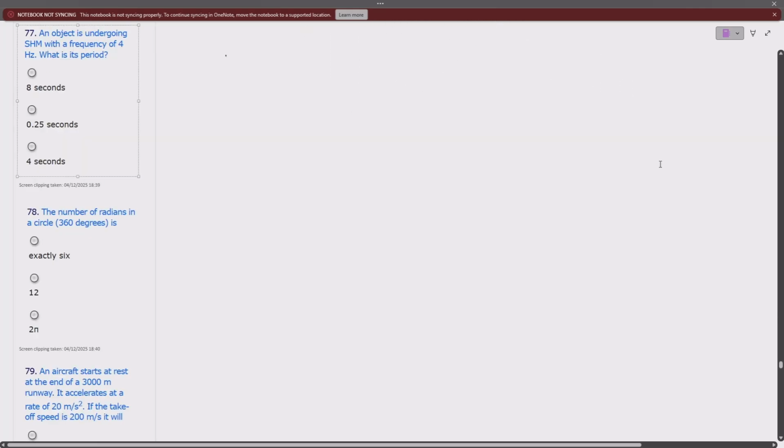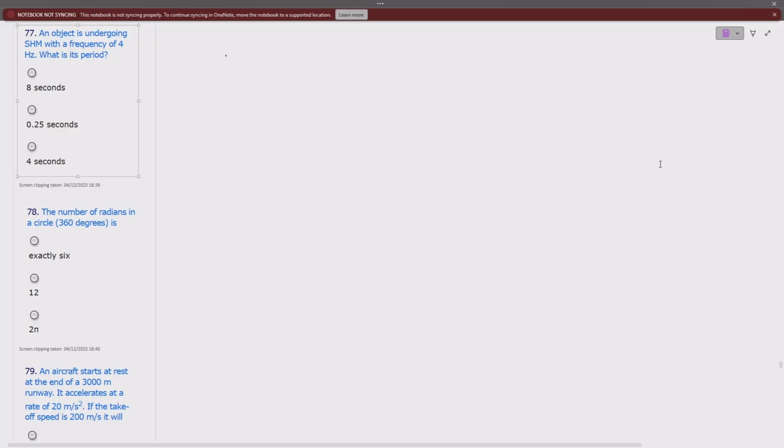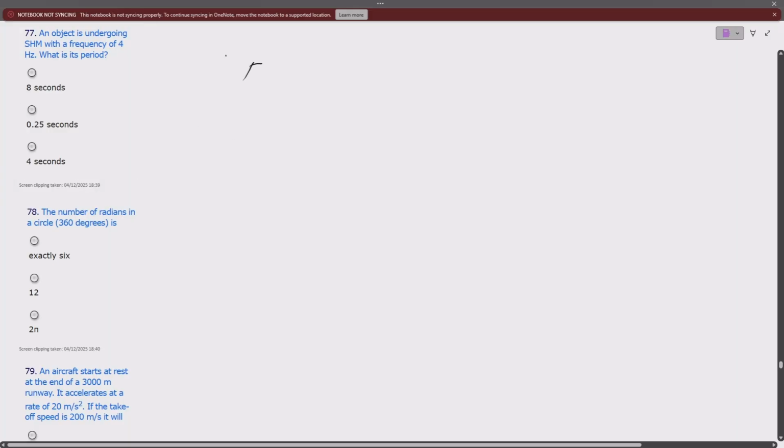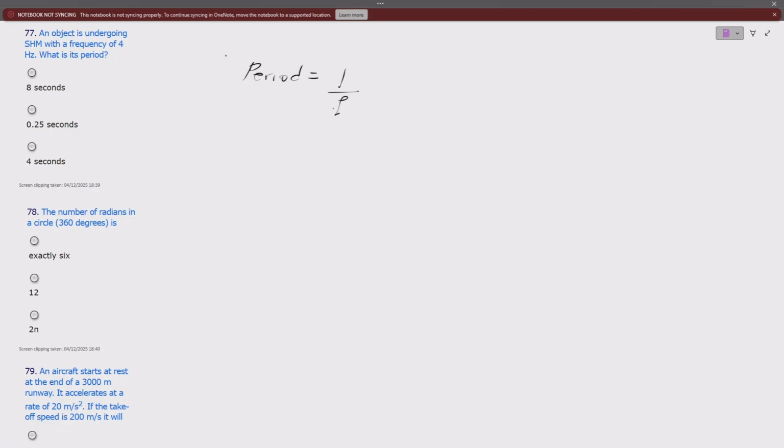77. An object is undergoing simple harmonic motion with a frequency of 4 Hz. What is the period? Period is the inverse of frequency. So 1 divided by 4 equals 0.25 seconds.